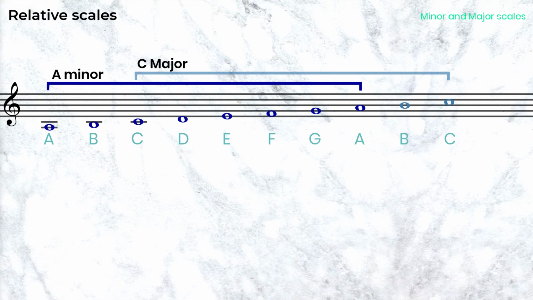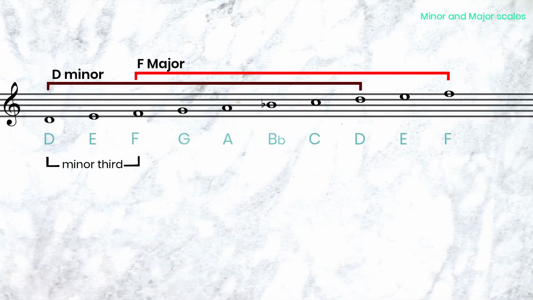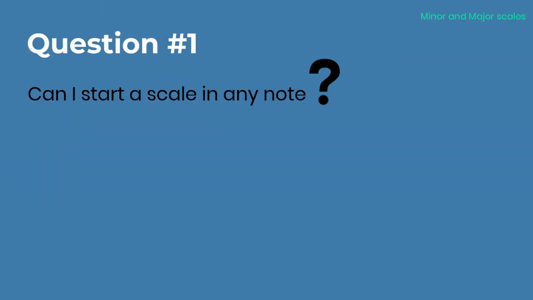Relative scales are always located a minor third apart. E is a relative minor of G major, but on the other hand, F is a relative major of D minor. Can I start the scale on any note? Yes, let's go step by step.